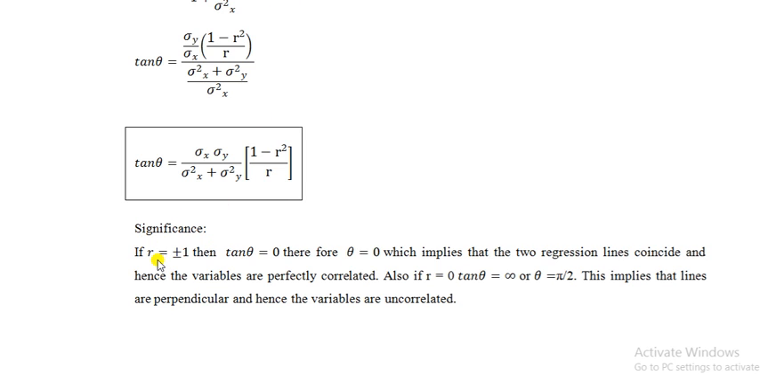Now the significance. If r is equal to plus or minus 1, then tan theta becomes 0. Therefore theta is equal to 0, which implies that the two regression lines coincide and hence the variables are perfectly correlated. If we substitute r equal to 0, then tan theta becomes infinity, or theta becomes 90 degrees. So the two regression lines are perpendicular and hence the variables are uncorrelated.